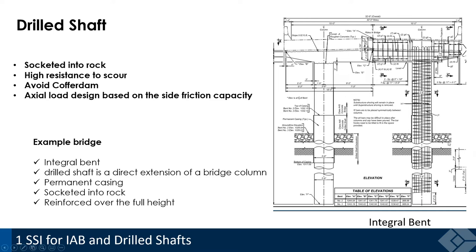And this plan shows the bent and the drilled shaft details. So you can see that it has an integral bent. There are no bearings, no joints. The drilled shaft is a direct extension of the bridge column. I know this is not very common. I know in many states, they require the drilled shafts to be larger than the column. But this is a state-specified requirement. And also for this project, it has a permanent casing, and also required the drilled shaft to be socketed into rock, and it is reinforced over the full height.